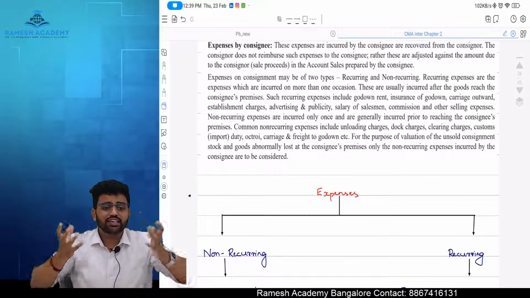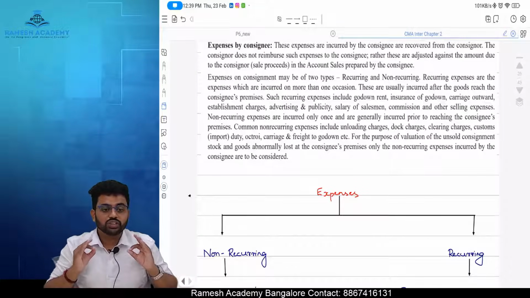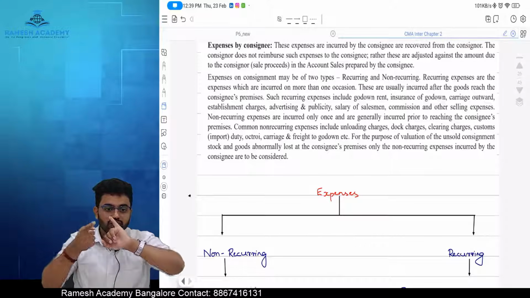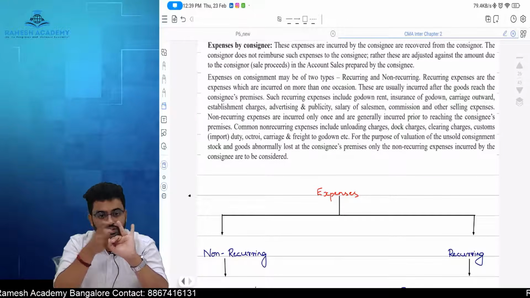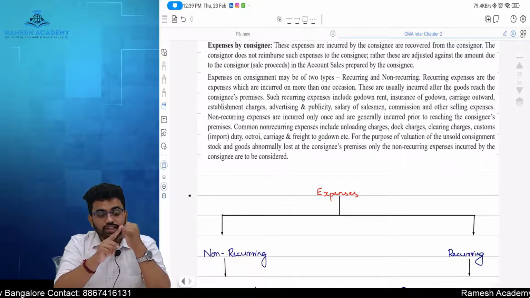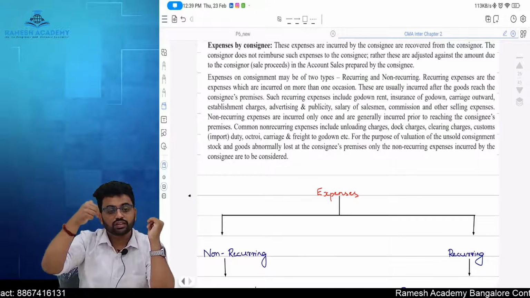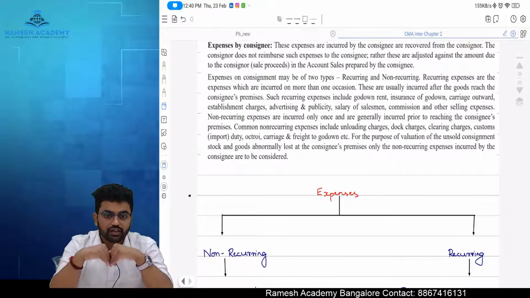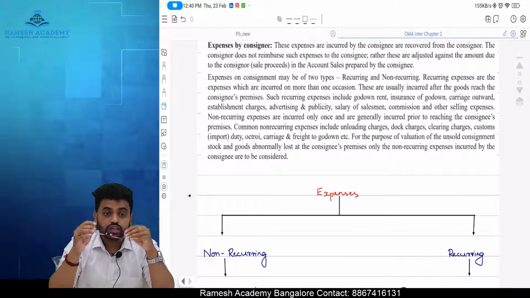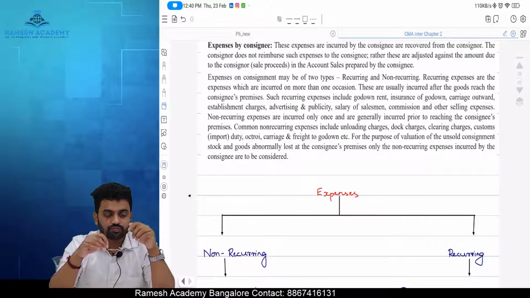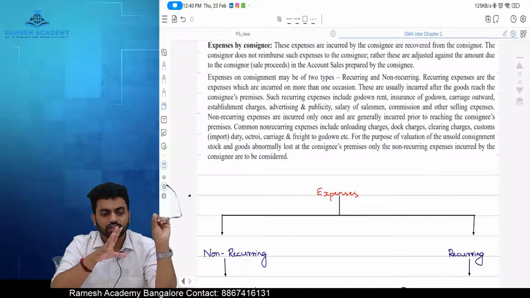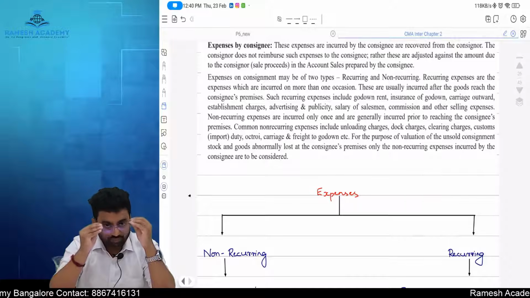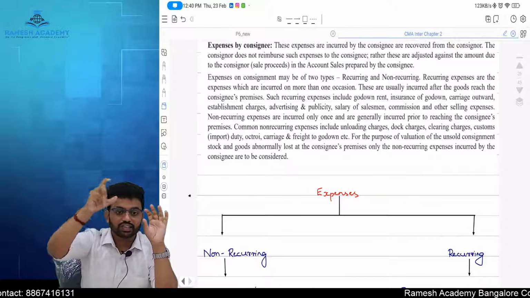Okay sir, but why do we divide this expense? Because of the valuation of the stock. This will help in valuing the stock which is lost, and valuing the closing stock. Non-recurring expenditure should be included in the cost of the inventory, whereas for recurring expenditure there is no need to include it in the cost of the inventory. It should be charged against the consignment account, whereas non-recurring expenditure should be added to the cost of the inventory depending upon the stage in which the inventory is there.